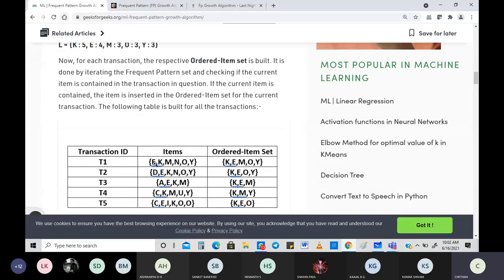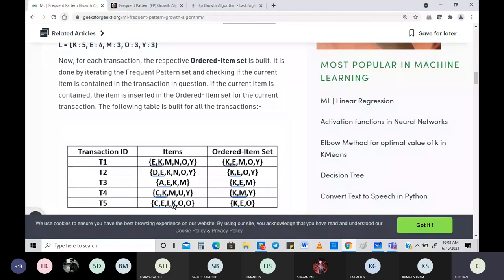The next thing is, we took this ordered item set. Here we checked for K-E-M-O-Y. There is only K-E-O-Y; M is not there. The next one, K-E-M; the O-Y is not there. Then next, K-M-Y; here O is not there. Those are things you have to keep in mind. And the fifth one, you got K-E-O. So you got all these ordered item sets.